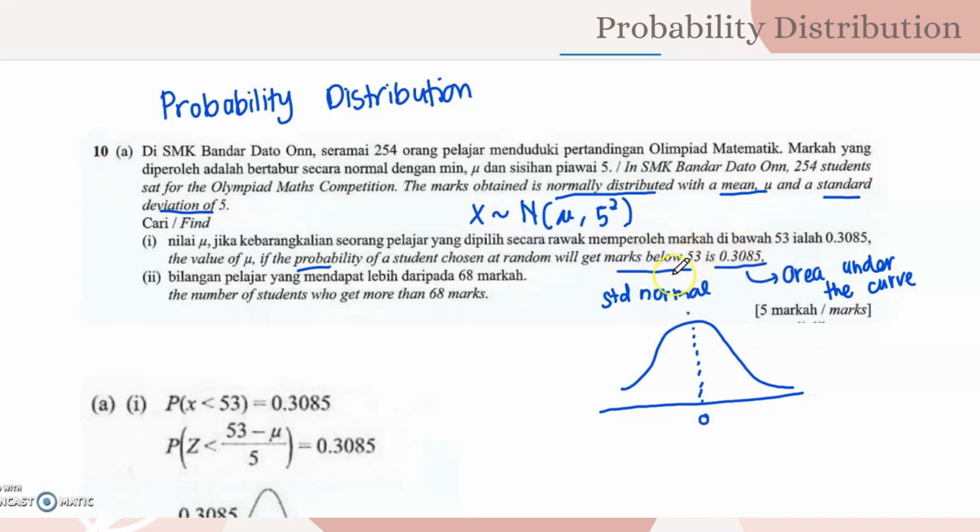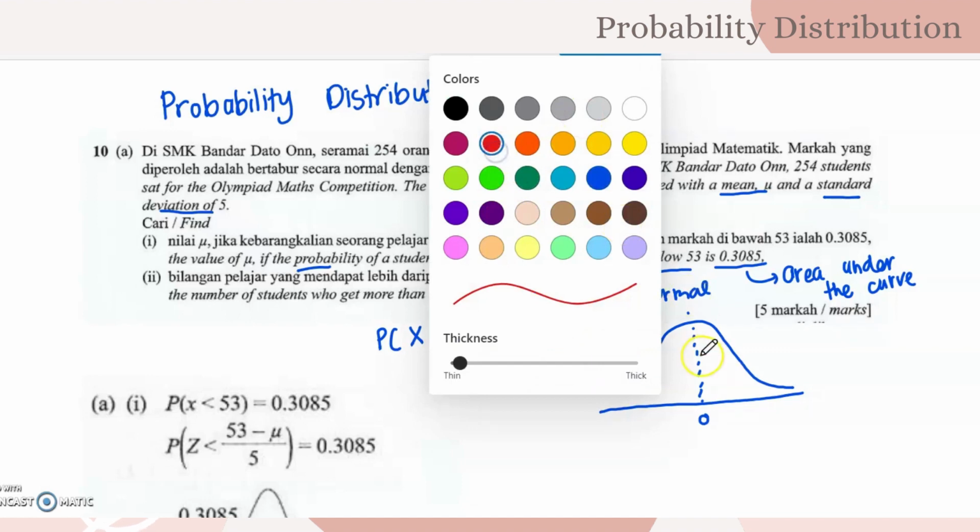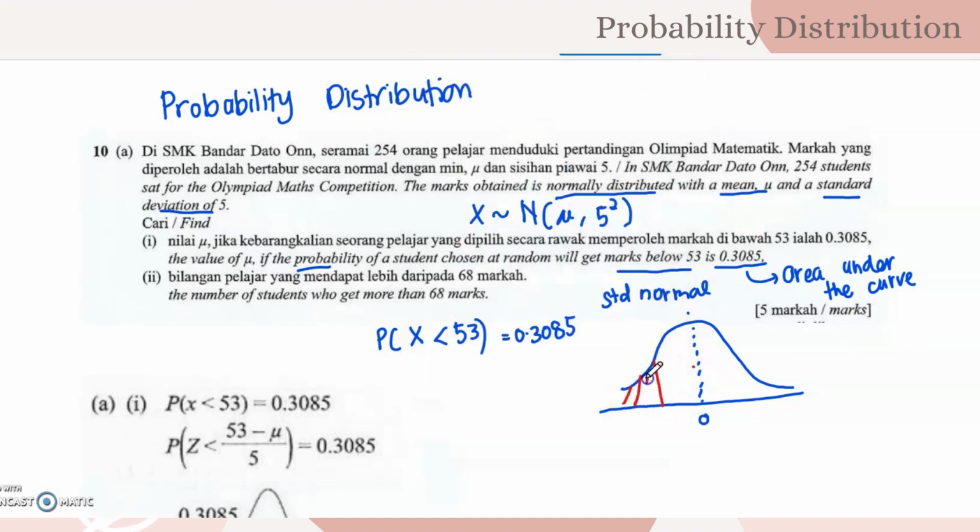The probability is 0.3085, and below 53. So X refers to the marks, the marks are below 53, and the probability given is 0.3085. Less than means that the area of 0.3085 will be located on the left hand side of the curve, so it is situated here.